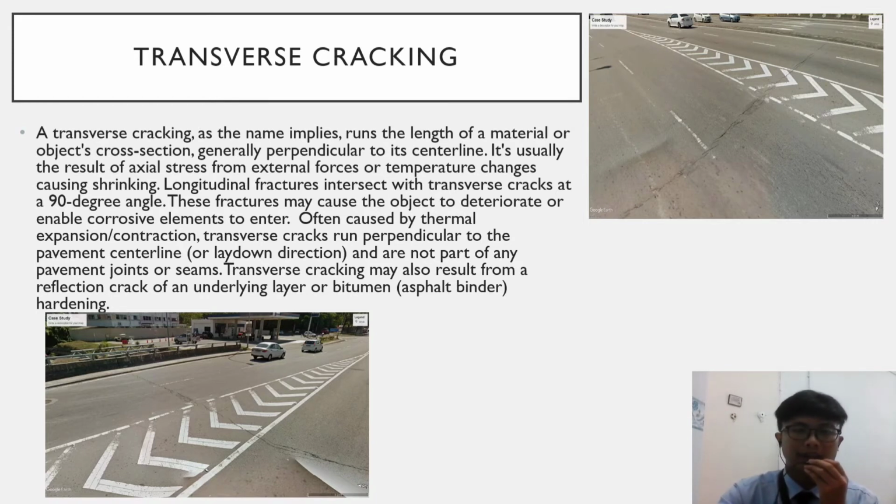So transverse cracking is often caused by thermal expansion or contraction, where transverse cracks run perpendicular to the pavement centerline or lay-down direction and are not part of any pavement joints or seams. Transverse cracking also may result from a reflection crack of an underlying layer or bitumen, or can be called as asphalt binder hardening.